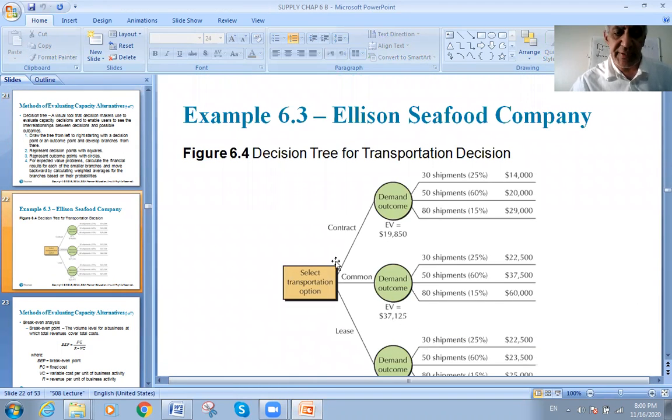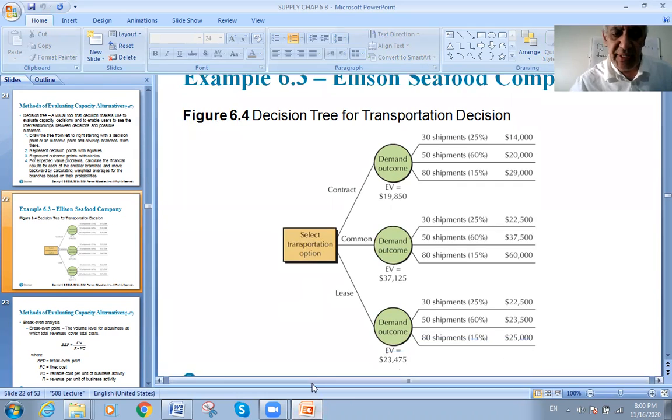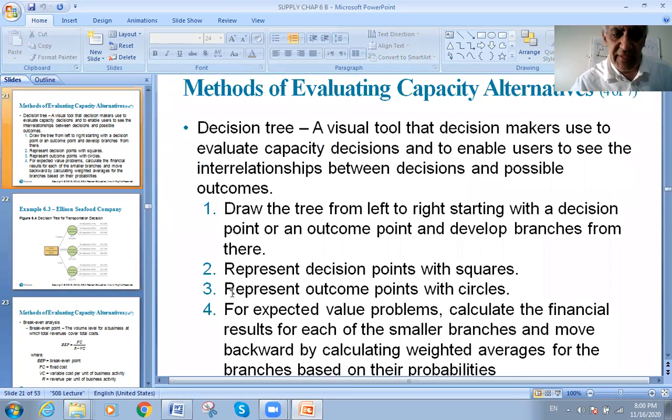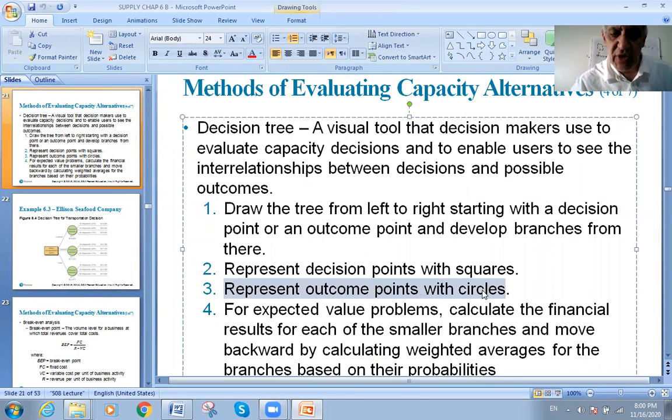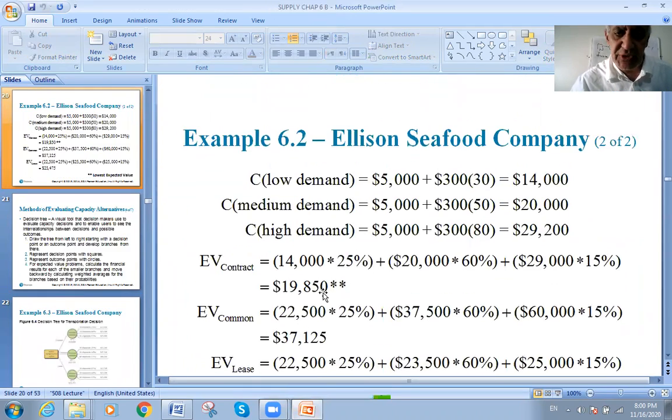The squares are for the decision. What do we mean by decision? We have three alternatives. We have to choose one of them. The word decision means that I have three alternatives here, but I have to choose only one of them. And then, represent outcome points with circles. That's what it means, like I will show you now.